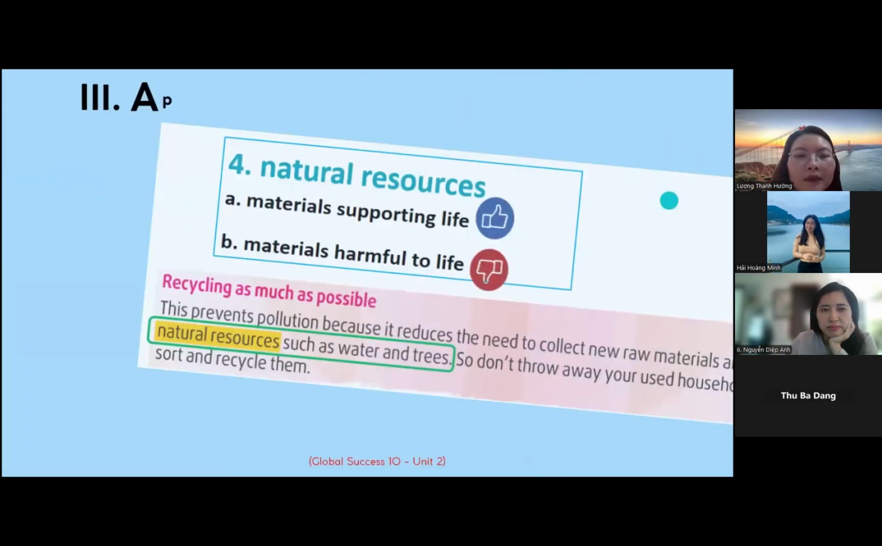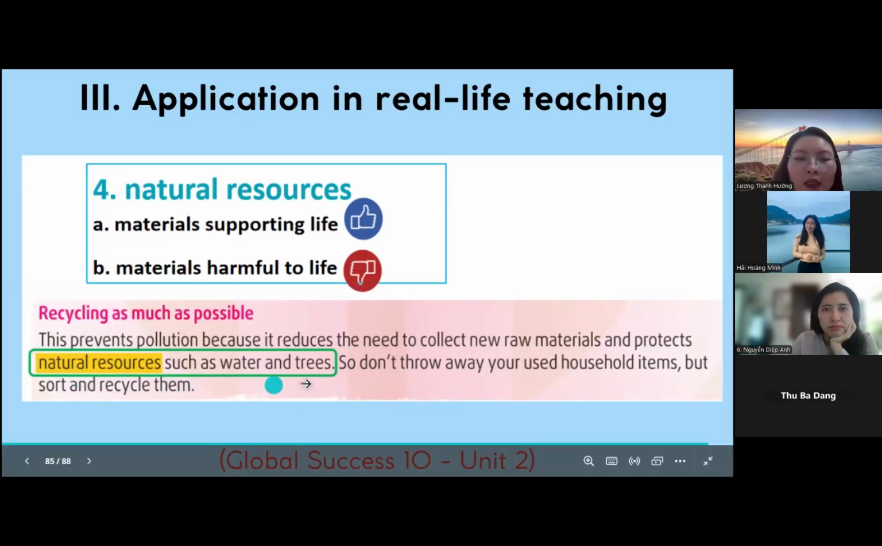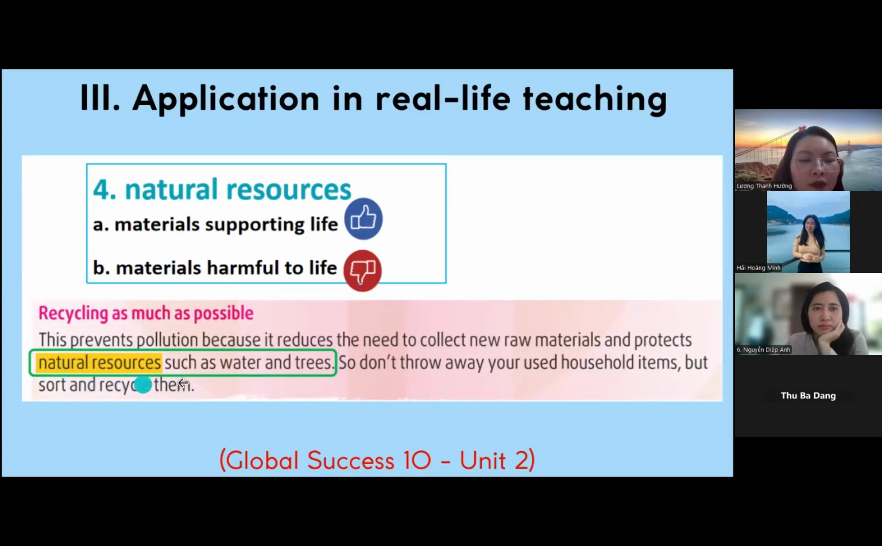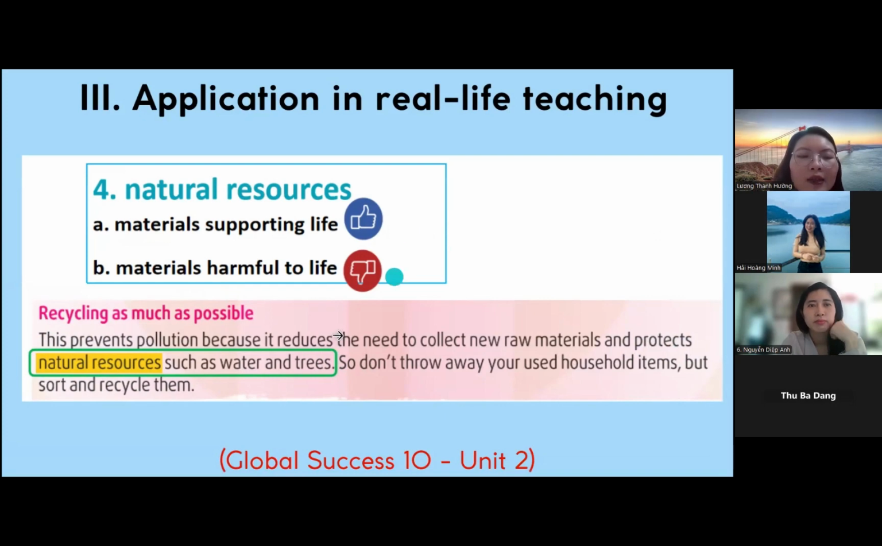And last one, with the phrase natural resources. The students can use the clues after the phrase natural resources, such as water and trees, and also the word protects before it. So they can guess that natural resources is something quite positive and quite good for humans. And so that's why they can choose the option A, which is the correct answer of the meaning.